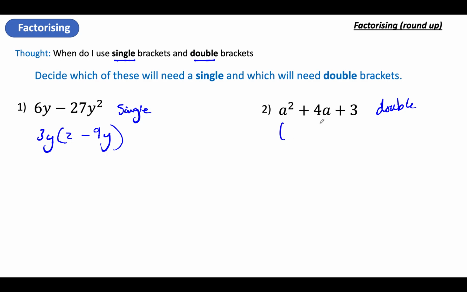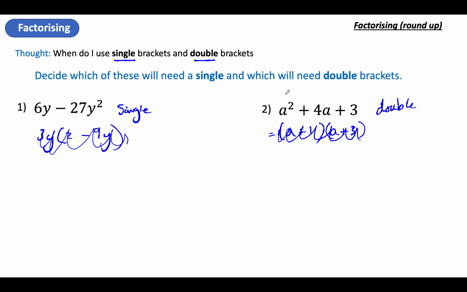Now this one would actually factorize into, I think it's going to be a plus 1 and a plus 3, actually. Okay, if I did it. Now, I'm not expecting you to do these bits, all right? I'm not expecting you to factorize yet. I just want you to say, is this like a single bracket like we've done today? Or is it going to be a double bracket?